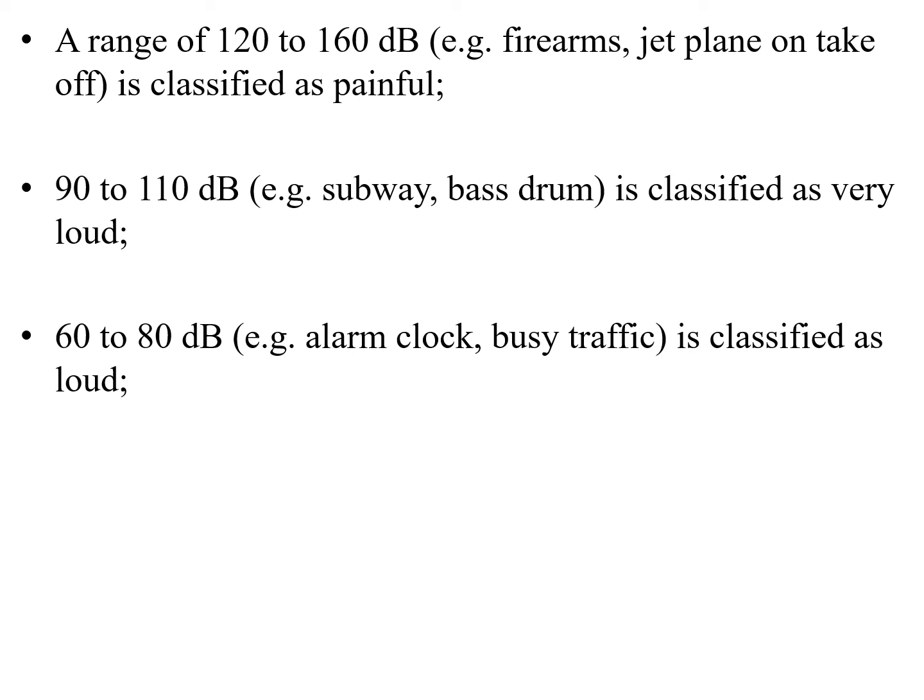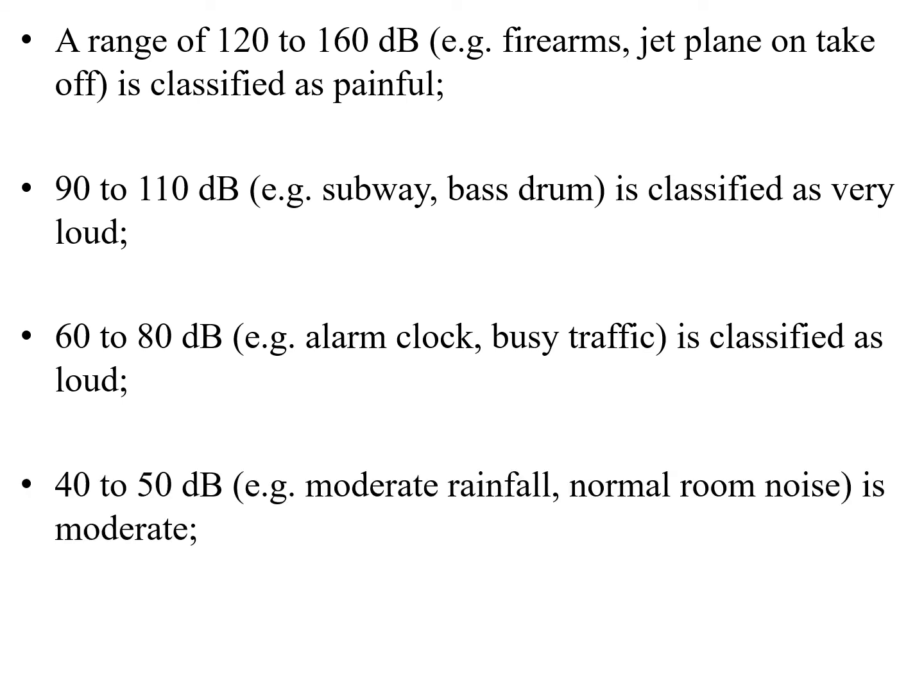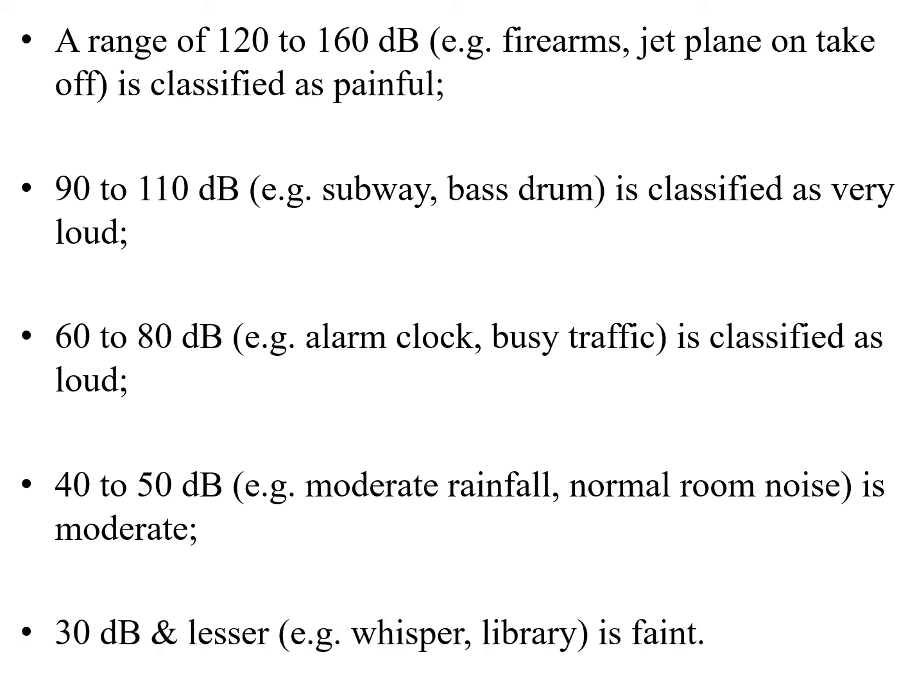60 to 80 decibel sounds, like those emanating from alarm clock or busy traffic, is classified as loud. 40 to 50 decibel sounds, like moderate rainfall or normal room noise when people are talking, is considered as moderate, while 30 decibel or lesser, like a whisper or within a library, is considered as faint.